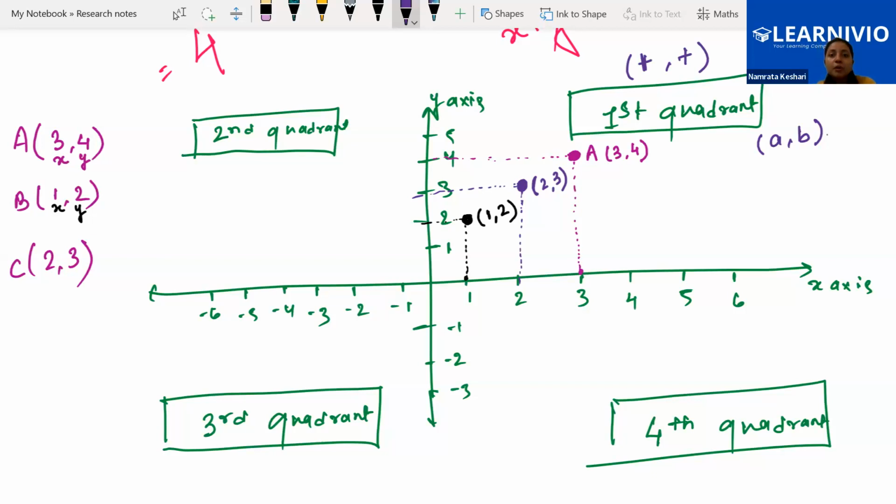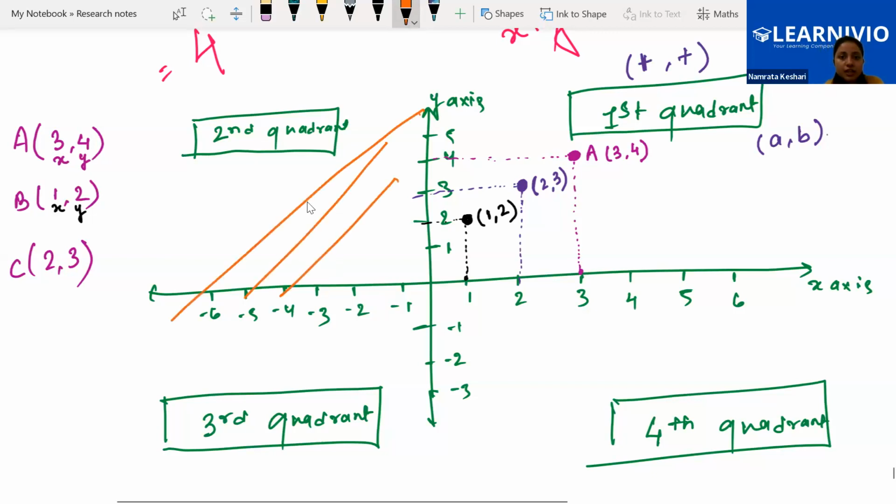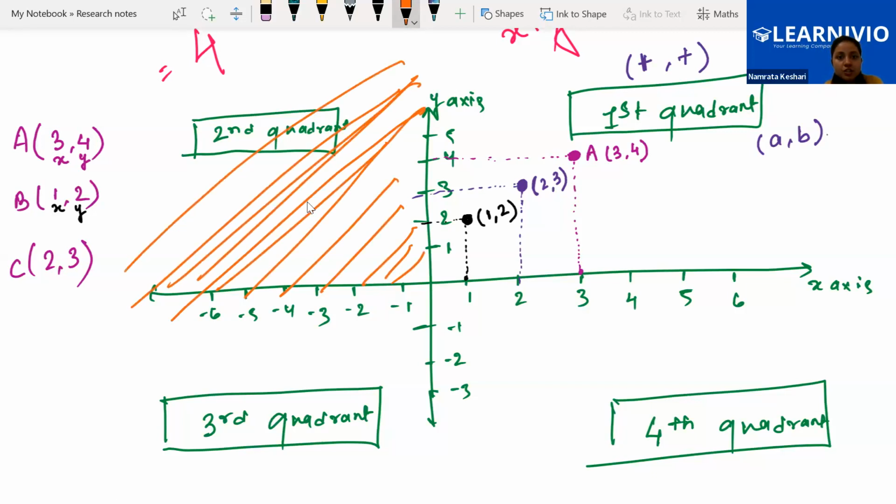Okay. What about the second quadrant? Can you see over here? This is the region. If I shade the region of the second quadrant, this is the region which comes in the second quadrant. I have shaded it with orange color.